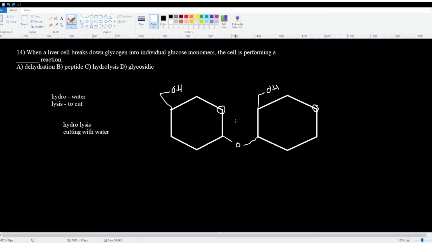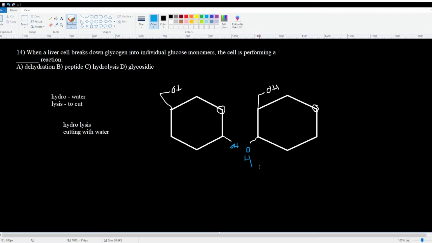So when we break this apart and we use water, let's use water in blue. When we're adding water and we're breaking this apart, what is happening here? We're splitting them apart. So this would be known as hydrolysis, right? So hydrolysis, and we have an OH here now, and then an OH here.